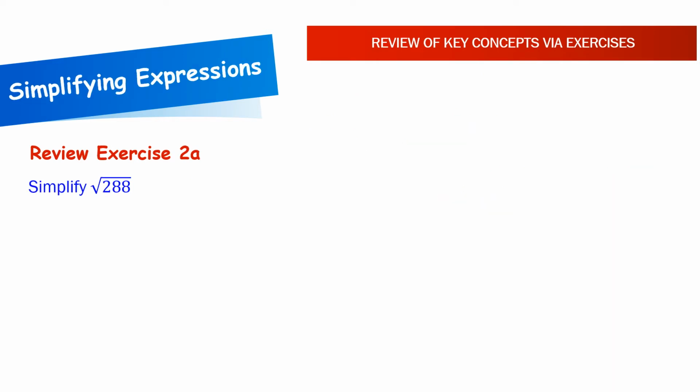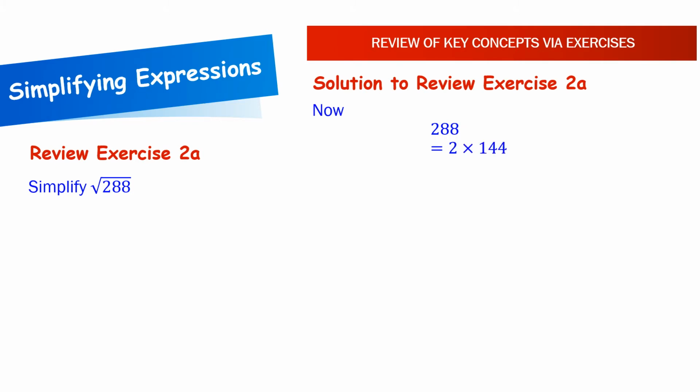Now for review exercise 2A. We are required to simplify square root of 288. So let's solve this. 288 is 2 times 144. We're going to break this down into all its prime factors. 144 is 2 times 72. 72 is 8 times 9. 8 is 2 cubed, and 9 is 3 squared.